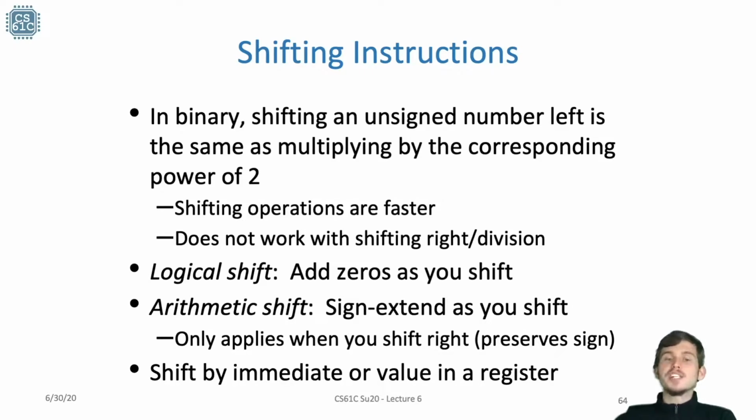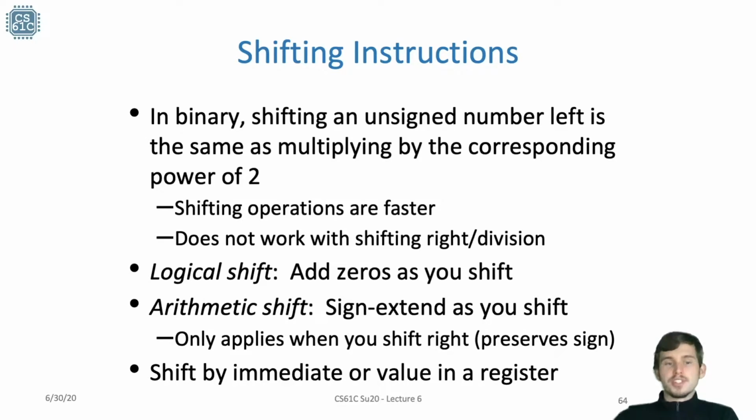For example, if I shift an unsigned number to the left, it is the exact same thing as multiplying by the corresponding power of 2. This is really nice because shifting is a much faster operation than multiplication. Plus, multiplication is technically not supported on all machines, though I'll get into why that is the case in a later video. One thing to note though is if I shift to the right, it is not necessarily the same thing as division, and you should do a few examples just so then you can understand why.